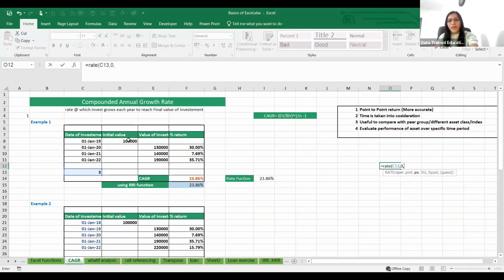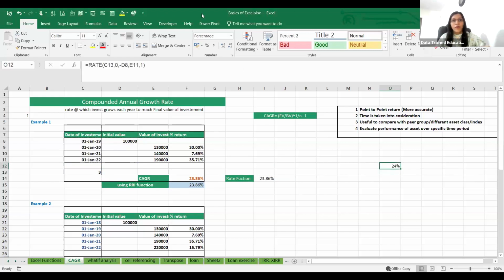What is my initial investment? 1 lakh rupees. Future value is this 190. Beginning of the investment period. 24%. Up to 2 decimal points if you want, you will get 23.86, right? So this is through the rate function.